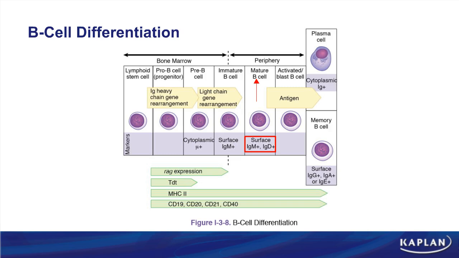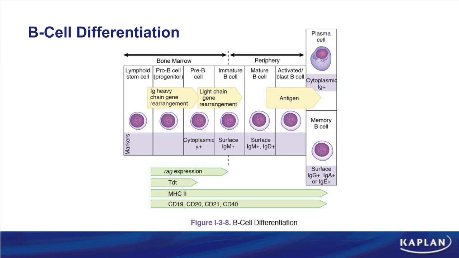The rest of the stages are going to be dependent upon a cell engaging its antigen, which is going to take place in the secondary lymphoid tissues. So once a B cell has bound to its antigen through its B cell receptor, which is going to be composed of the IgM, associated signal transduction complexes also, you are going to see that the B cell is then going to differentiate into one of two cells.